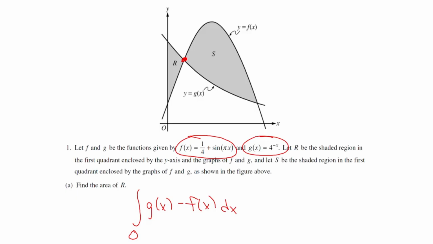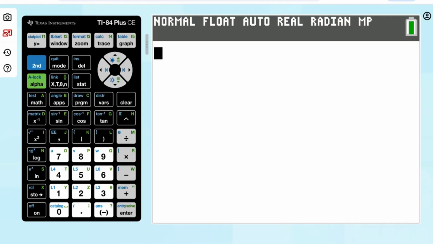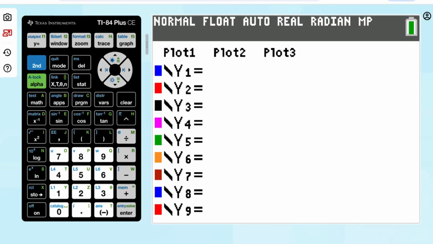And since this is a calculator question, we'll just set them equal to each other on our calculator and see where that intersection point is. So we'll go to our graphing calculator. We'll graph the two functions.